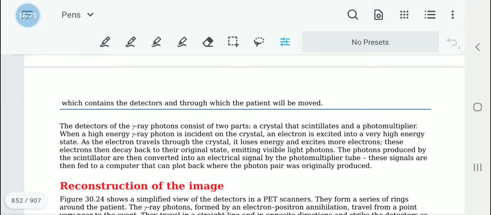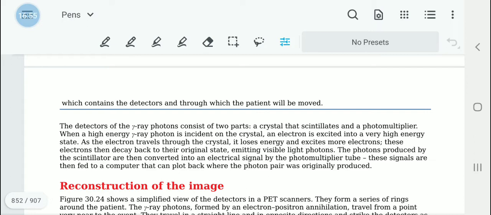A crystal that scintillates, and there is a photomultiplier. What happens is when a high energy gamma ray photon is incident on the crystal, the electron becomes excited and comes to a high energy state. When it goes through it, it loses energy, and this losing energy means it excites more electrons.